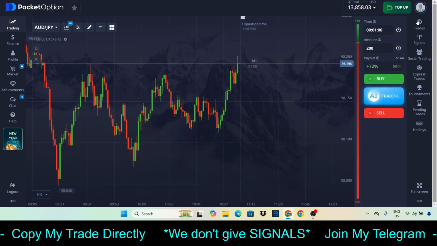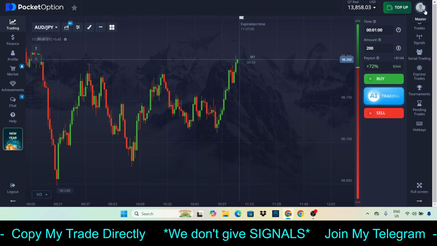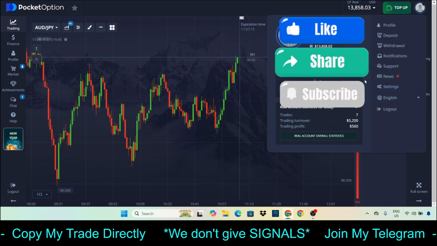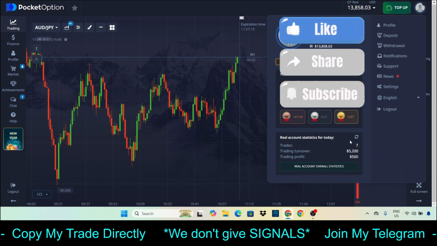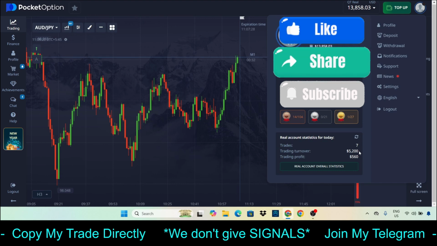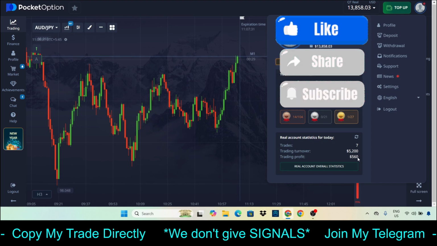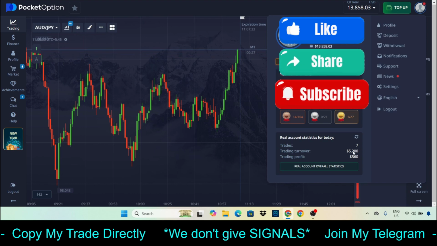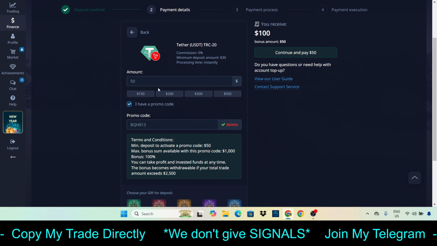So let me show you a real example here. How to check your trading amount: let's say you made trades today, for whatever amount. Now if you click on here, then you will see this kind of status. For example, in this case you can see there are 7 trades made today and the total trading turnover is $5,200. That means the total trade amount is $5,200 and trading profit is $560. So this is the trade amount. You can always see trading turnover as your trade amount in Pocket Option.